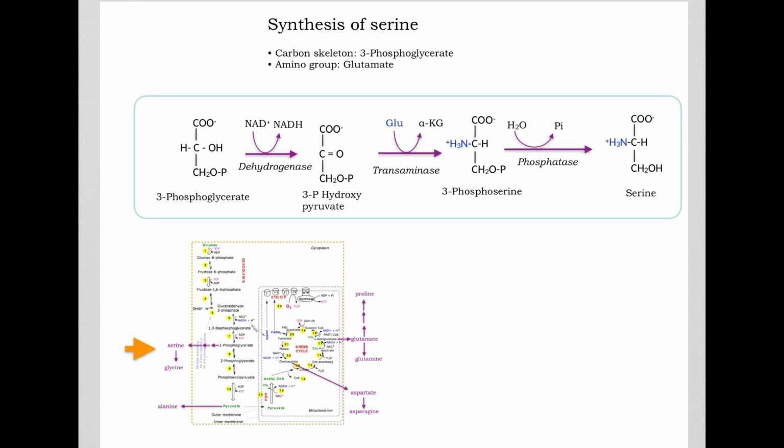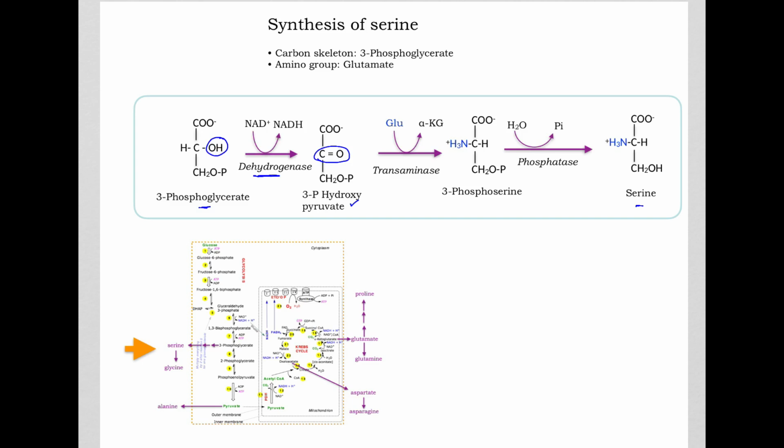Now, synthesis of serine. The carbon skeleton of serine comes from the main glycolysis intermediate, 3-phosphoglycerate, while the amine group comes from glutamate. So in this conversion of 3-phosphoglycerate to serine, we can see the first reaction is a redox reaction where the hydroxyl group is oxidized to a ketone to give you 3-phosphohydroxypyruvate.